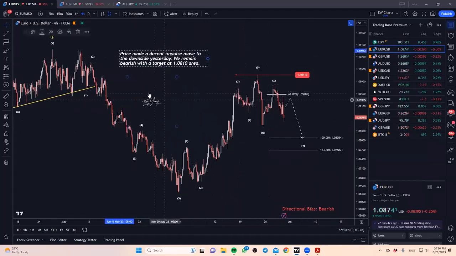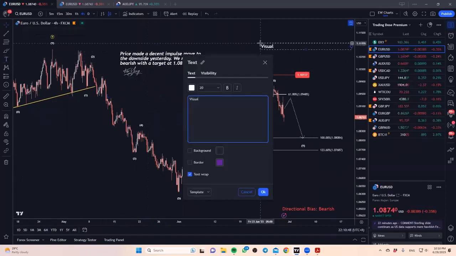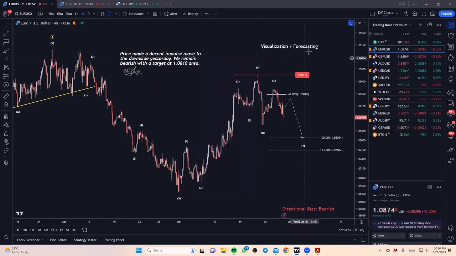Now over here, I will also talk a little bit about this thing called visualization, or I tend to use this word a little bit more, forecasting. The idea is, as an Elliott Wave trader, you need to develop your sense of forecasting or visualization. What it means is that you need to imagine things a little bit before they happen. Now I'll talk about the example on euro dollar.